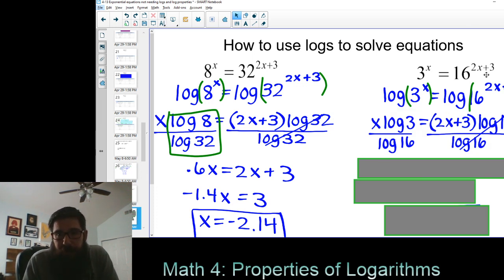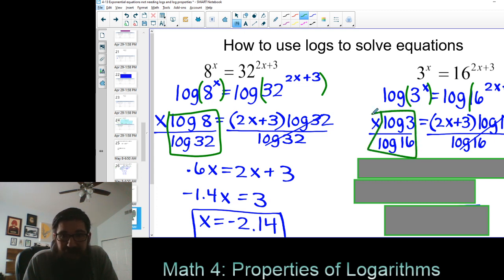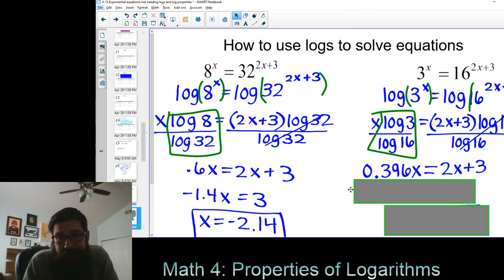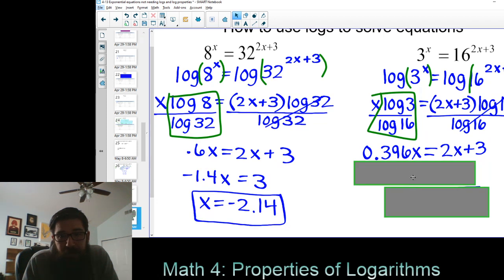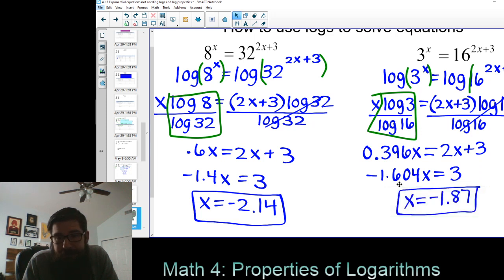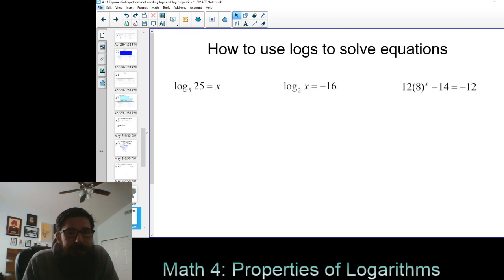Bring that x down in front. Bring the 2x plus 3 down in front. Again, same process. I'm dividing both sides by log 16. This number is not going to be so pretty. This one isn't. Type log 3 divided by log 16 in your calculator. It's going to clean up about that. You're going to have to probably do some rounding. Then you basically do the rest of the stuff. Subtract a 0.396x, subtract a 3, keep doing the rest of the algebra. There you go. Let's move on.